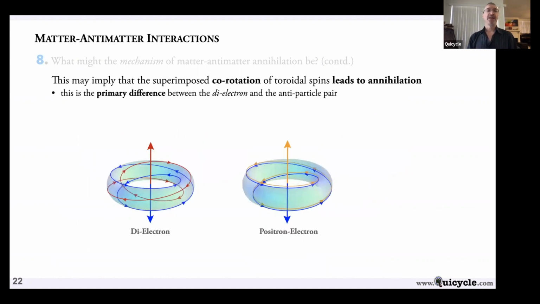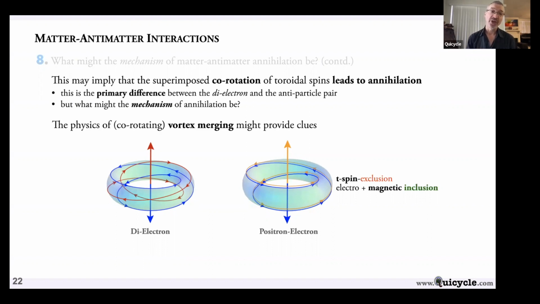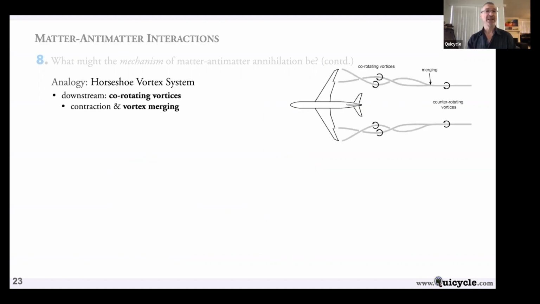So this may imply that it is that co-rotation of the toroidal flows that may lead to annihilation, because that seems to be the principal difference between the case of the antiparticle pair and the case of the di-electron. Here we have that electromagnetic inclusion despite the toroidal spin exclusion. So what might the mechanism of that annihilation be? So for clues, we're going to look at the physics of co-rotating vortex merging to see if that helps us answer this question. Now, this is called a horseshoe vortex system.